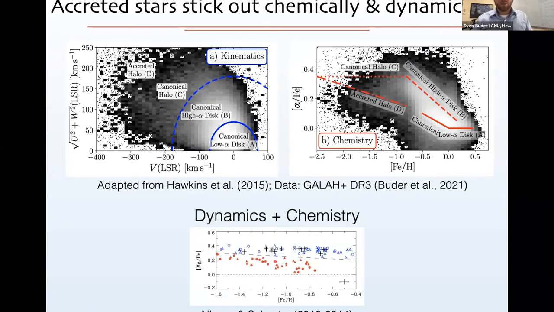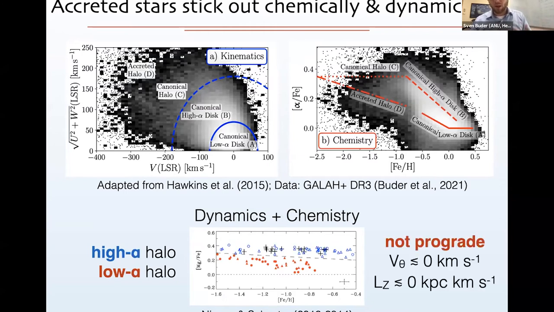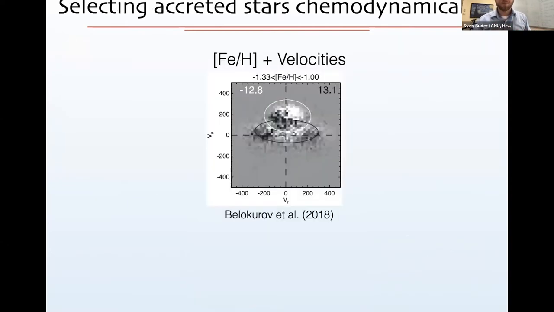And this is really interesting because this is especially the regime where Nissen and Schuster have done pioneering work by looking at stars on orbits with very high total velocity. And then they have been able, with high resolution spectroscopy, to identify in these kinematic halo stars two different sequences, the low alpha halo and the high alpha halo. And especially for the low alpha halo, they found no prograde rotation, so typically angular momenta around zero.